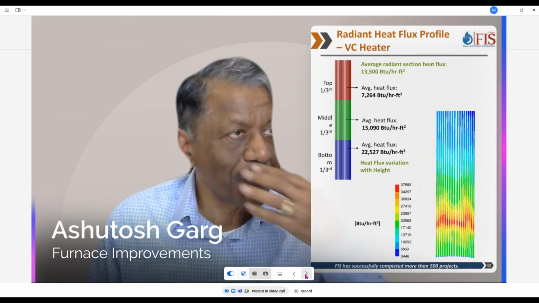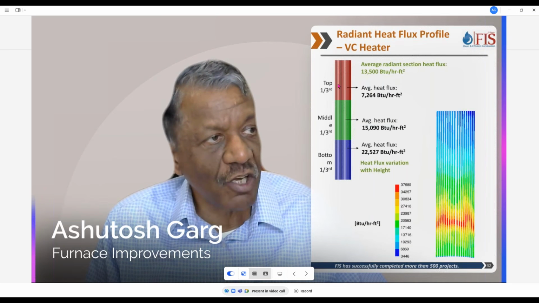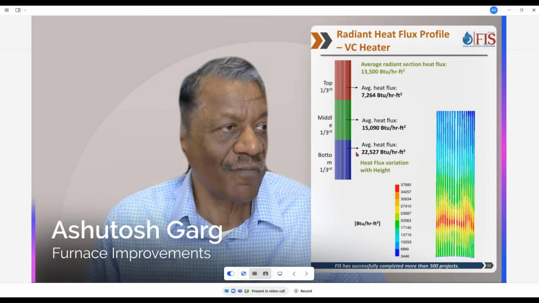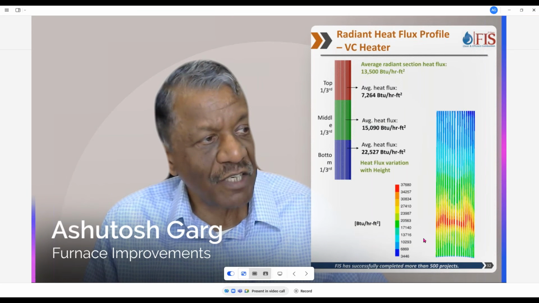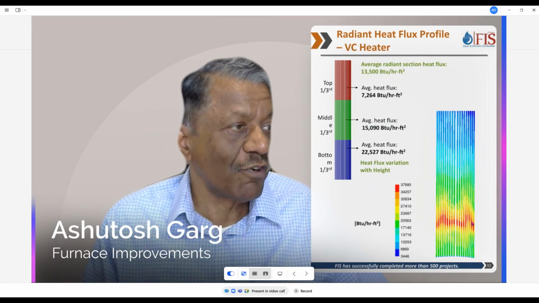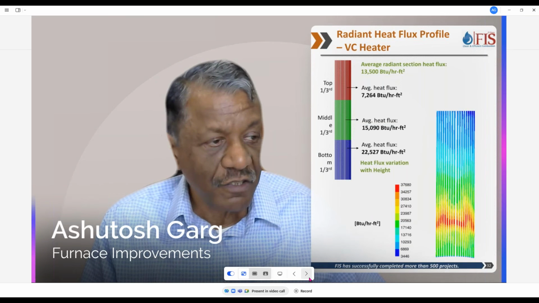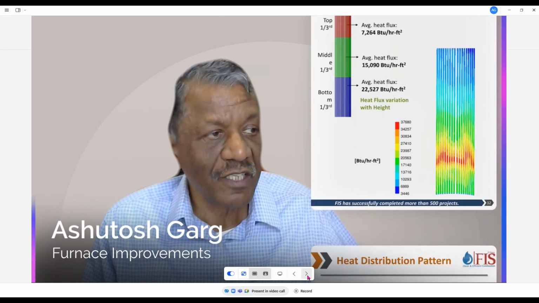This is another heater, and you can see we talk of uniform flux, but in the top 1/3 we experience 7,000 flux, in the middle we experience 15,000 flux, and the average at the bottom was 22,000 flux. The average overall was 13,000, but you can see how it has been differing. And this is how the flux profile is. Here, we get flux which is almost close to 40,000, 37,000. So uniform heat transfer, we'll talk more about it in the future sessions, but it's a big issue.